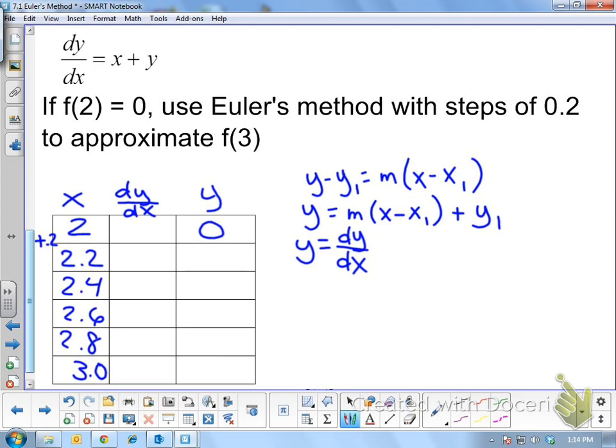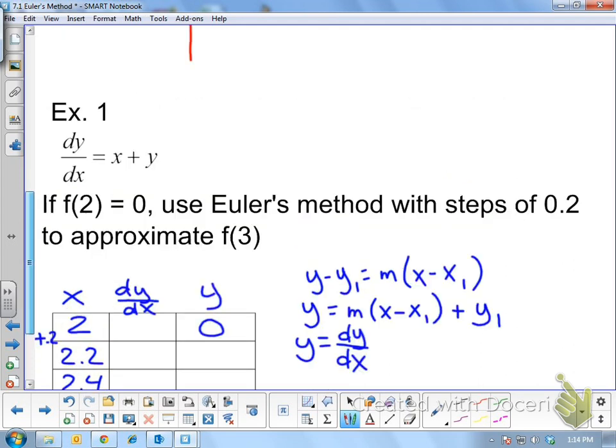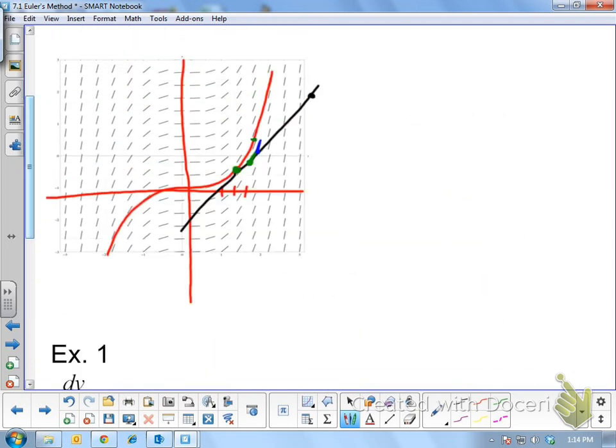Okay, so I need to go back up for a second. So when we're finding a line, we usually find a line because we know 2 points on the line. So we know this point is x1, y1. And we're trying to find this point here. But what do we know already about this point here? 3 is the final one. 3 is like all the way over here.